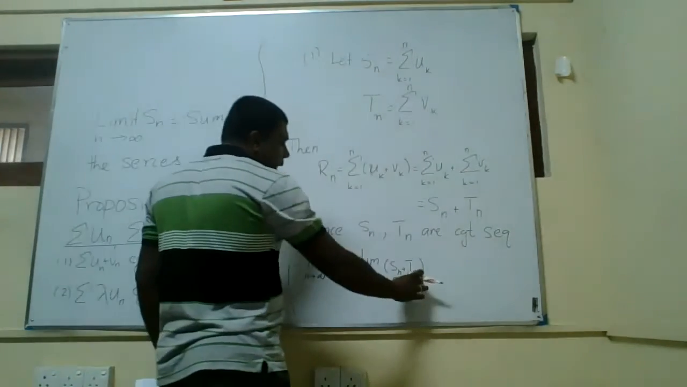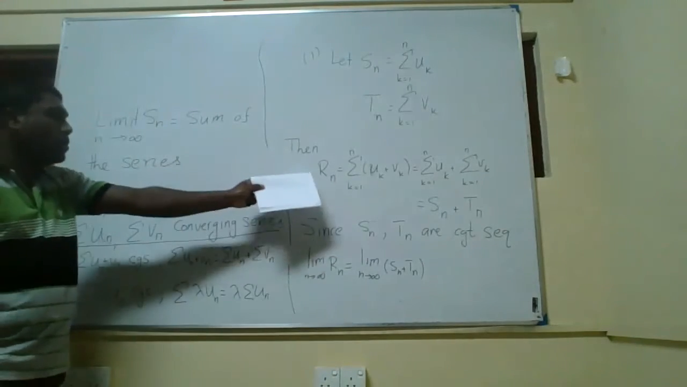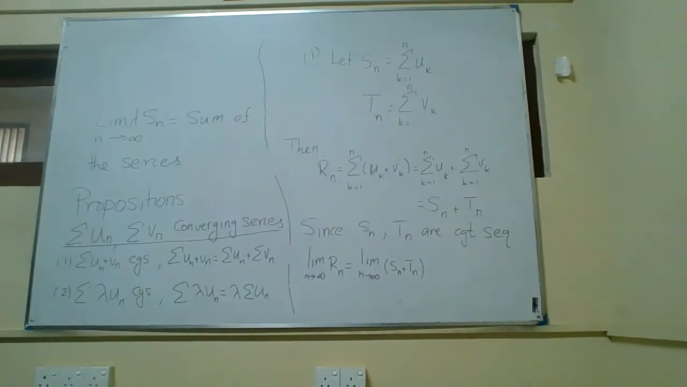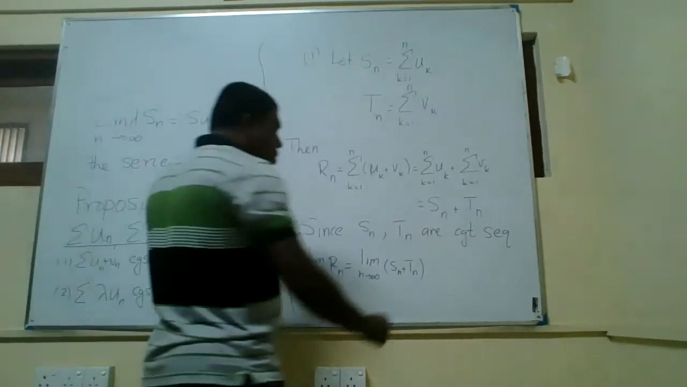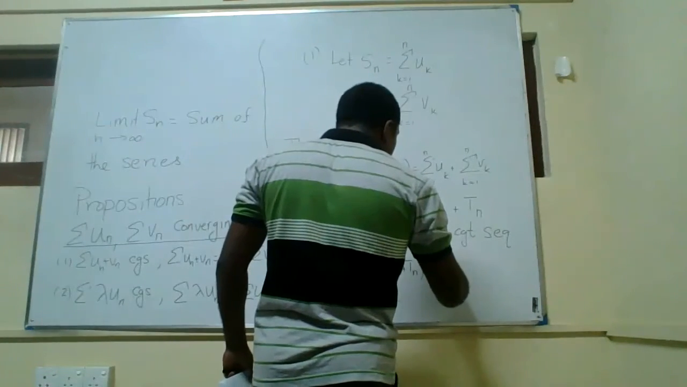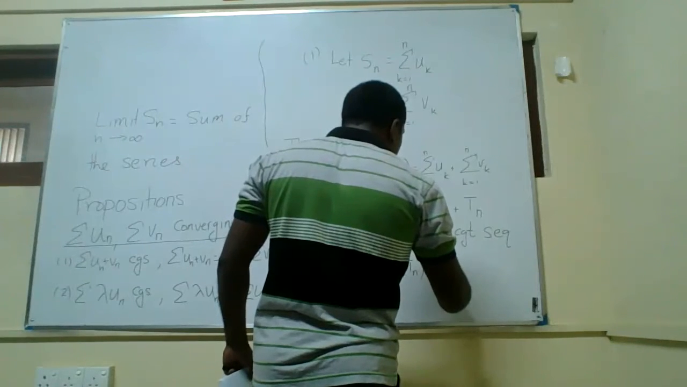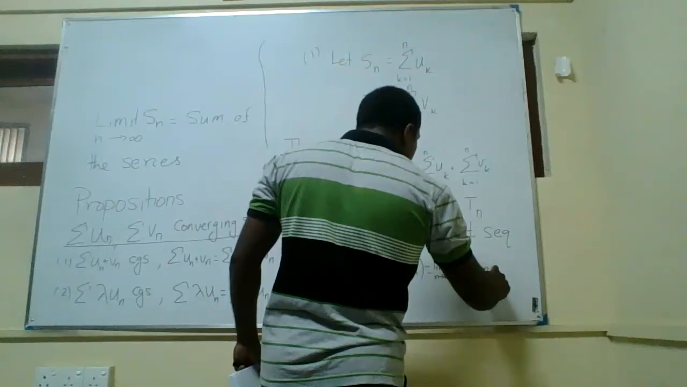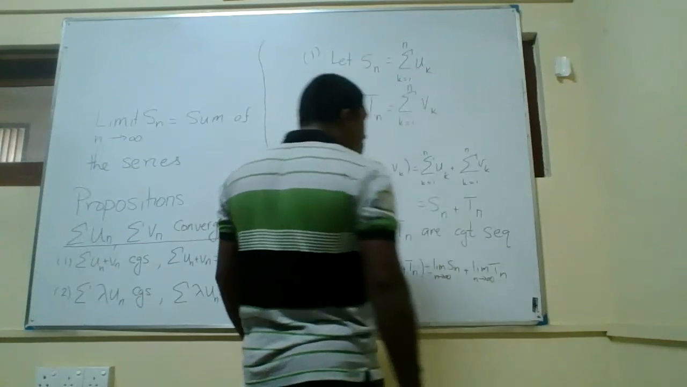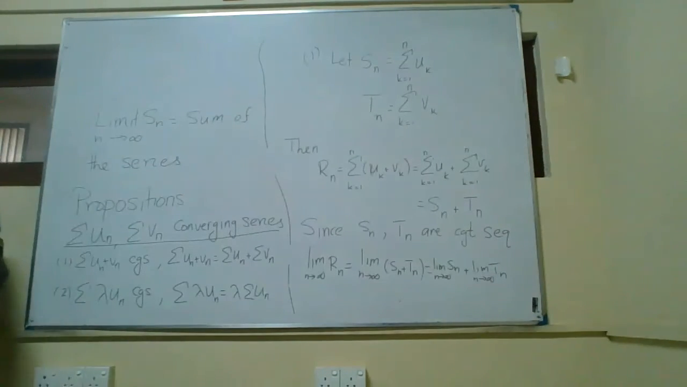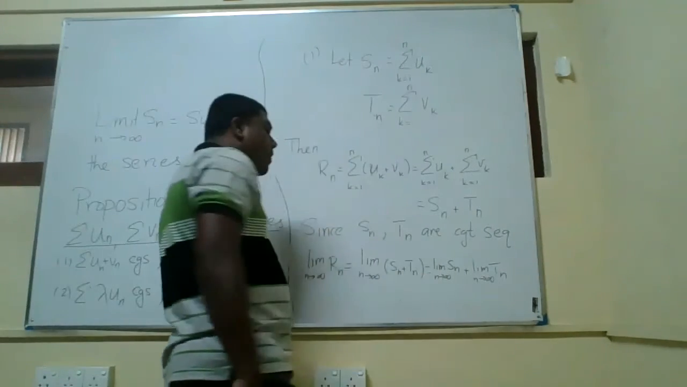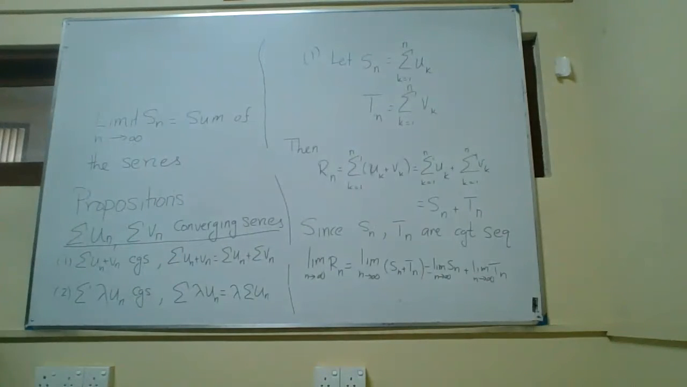Limit of Rn is basically limit of Sn plus Tn, that is because of this relationship, right? But limit of Sn plus Tn, by what we learn in chapter 2, is equal to limit of Sn, n goes to infinity, plus limit of Tn, n goes to infinity. This result is because of the results we studied in sequences in chapter 2, right? So this equality has to do with what we learn in chapter 2, not in this chapter, right?